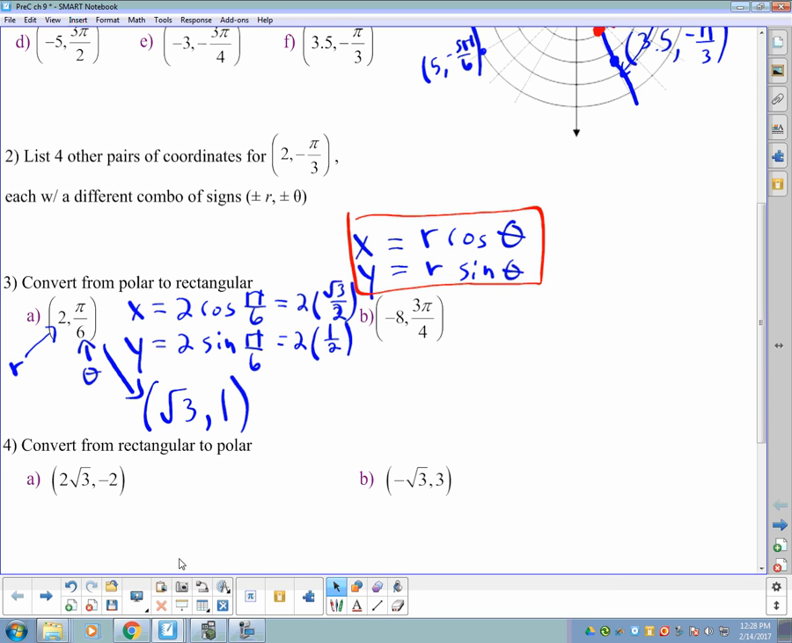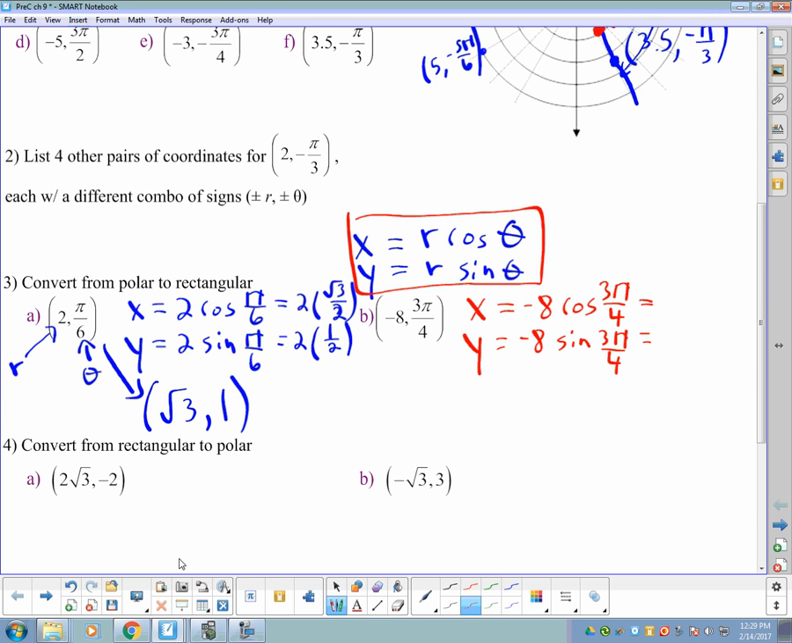X equals, we have r, which is -8, cosine of 3 pi over 4, and y is equal to -8 sine of 3 pi over 4. So we'll convert these polar coordinates back to rectangular. So I have -8 times, cosine of 3 pi over 4 would be second quadrant, so it's negative root 2 over 2. And sine of 3 pi over 4 is going to be positive root 2 over 2.